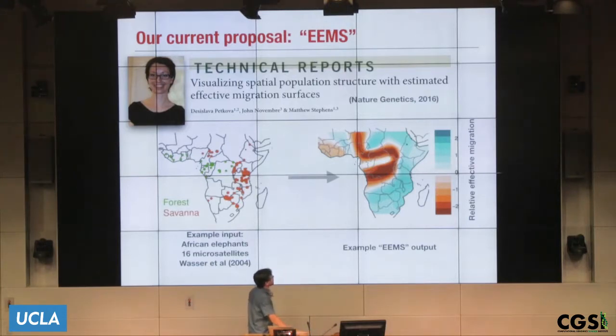And that makes some sense. These are savanna elephants. The savanna is more open. They can move more freely. So we might expect them to have higher genetic similarity over larger geographic distances. So what we've got now is a visualization, and you can think of it how PCA is a summary of the data. These maps are a summary of the data that represent for us how the differentiation aligns with geography.